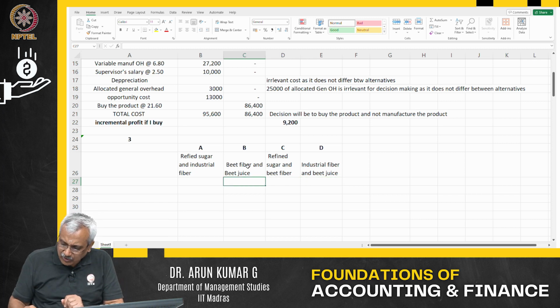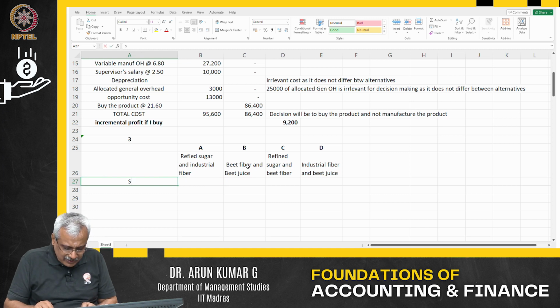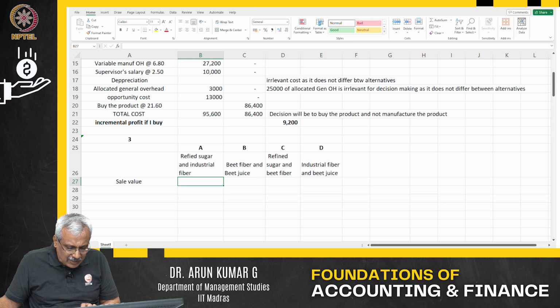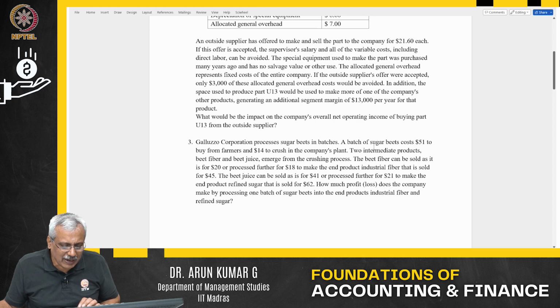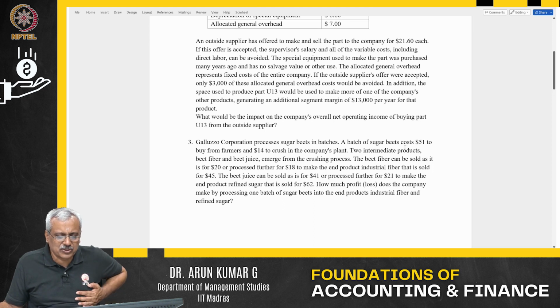Now, let us look at what the sale value of each of these is. I will go back to the question here. They talked about batches. Each batch, a batch of sugar beets costs about $51 and so on and so forth.